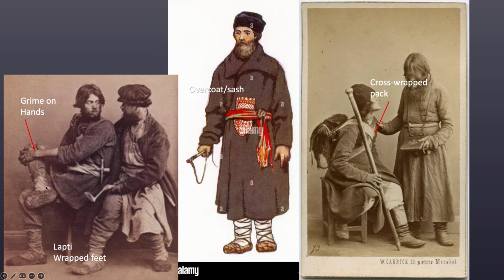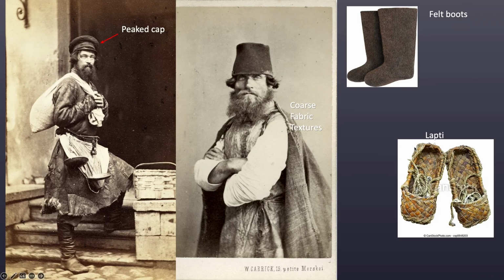So here's these lapti, as they're called. They're kind of a straw sandal, a straw shoe, and then they have their ankles wrapped. Rather than socks, they're just bound with fabric for warmth and also for protection while they're working. This overcoat and sash I thought was really lovely, and even though it's winter, he would probably bring all of his things with him. I like the cross wrapping here, the conflict that adds with these straps. Here's a peaked cap that he might wear.